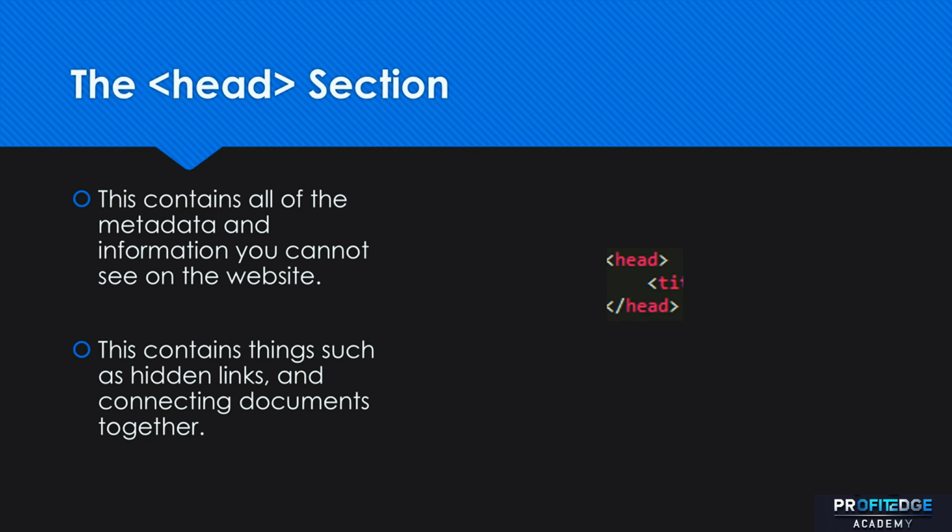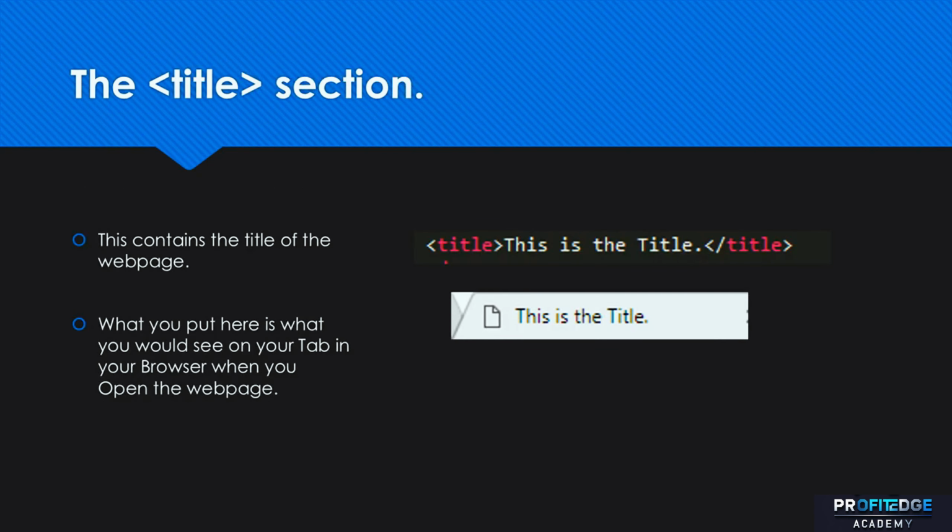Now, more specifically, inside of the header section is the title section. Now, here is where the title of the web page that you will see in your web browser goes. So if you look at the example, I just put this is the title inside the title tag. And if you look at the example below in my browser, it says this is the title. So whatever you put here will be the title of your web page.